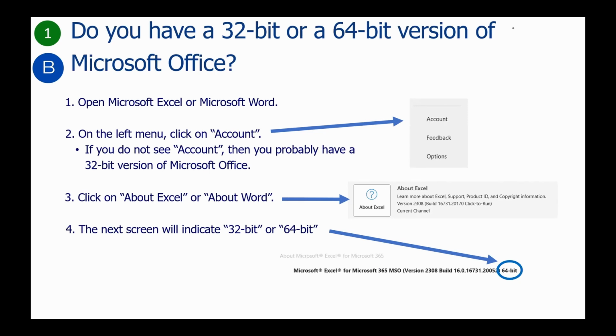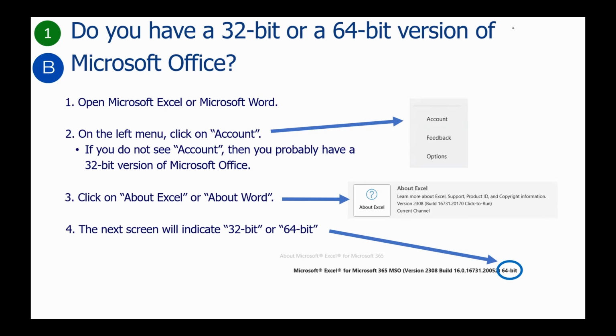How do you know which version of Office you have installed? The steps are very simple. Step 1. Open any Microsoft product, such as Microsoft Excel or Microsoft Word. On the vertical menu, you should see an option called Account. If you see this option, then click on Account and proceed to the next step. However, if you do not see Account, then this would suggest that you have an older 32-bit version of Office, so you should download and install the 32-bit version of WHONET.